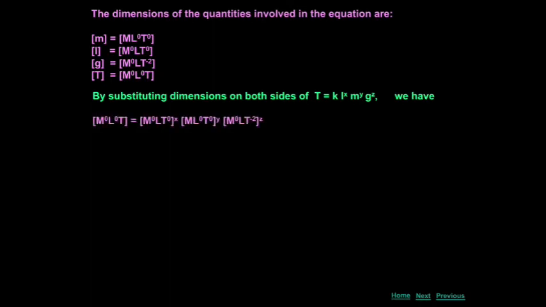See the screen. It is the dimensional formula for time period. It is the dimensional formula for L, it is the dimensional formula for M, and it is the dimensional formula for acceleration due to gravity G. Where is K? This K will be a dimensionless constant, so it will be neglected. It will be equal to 1 or something, 4 pi.